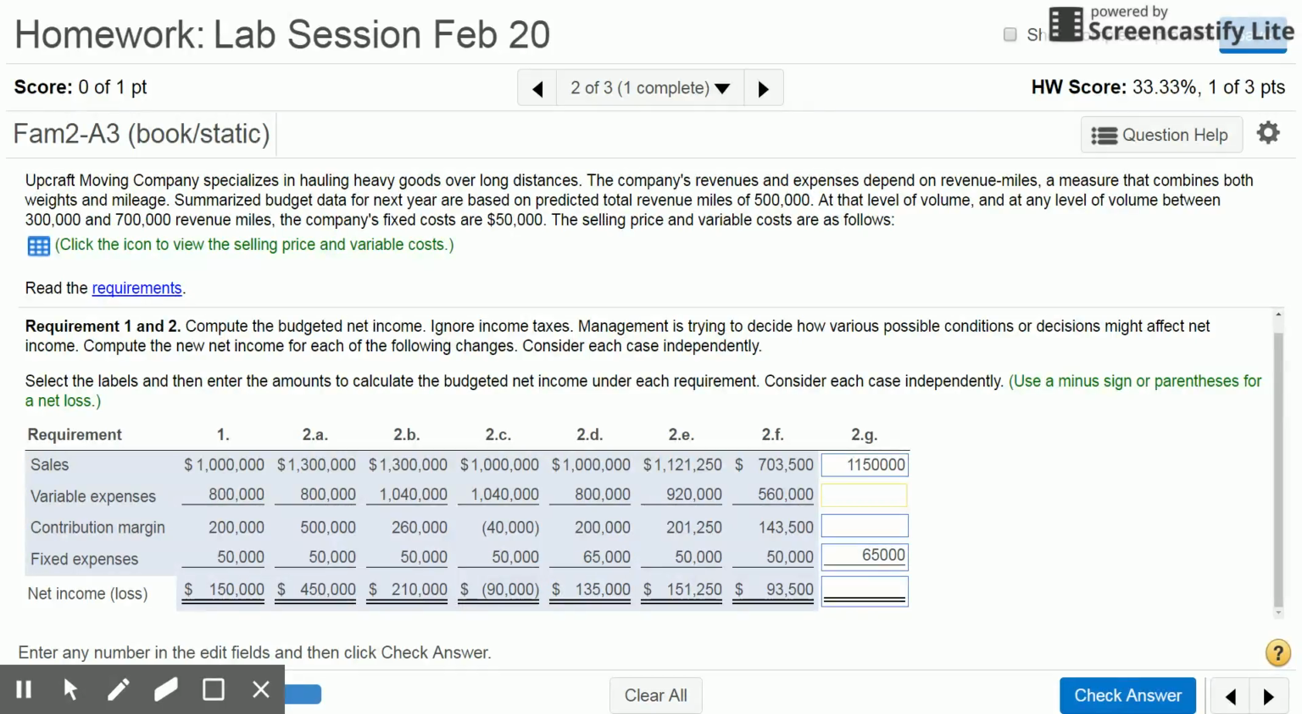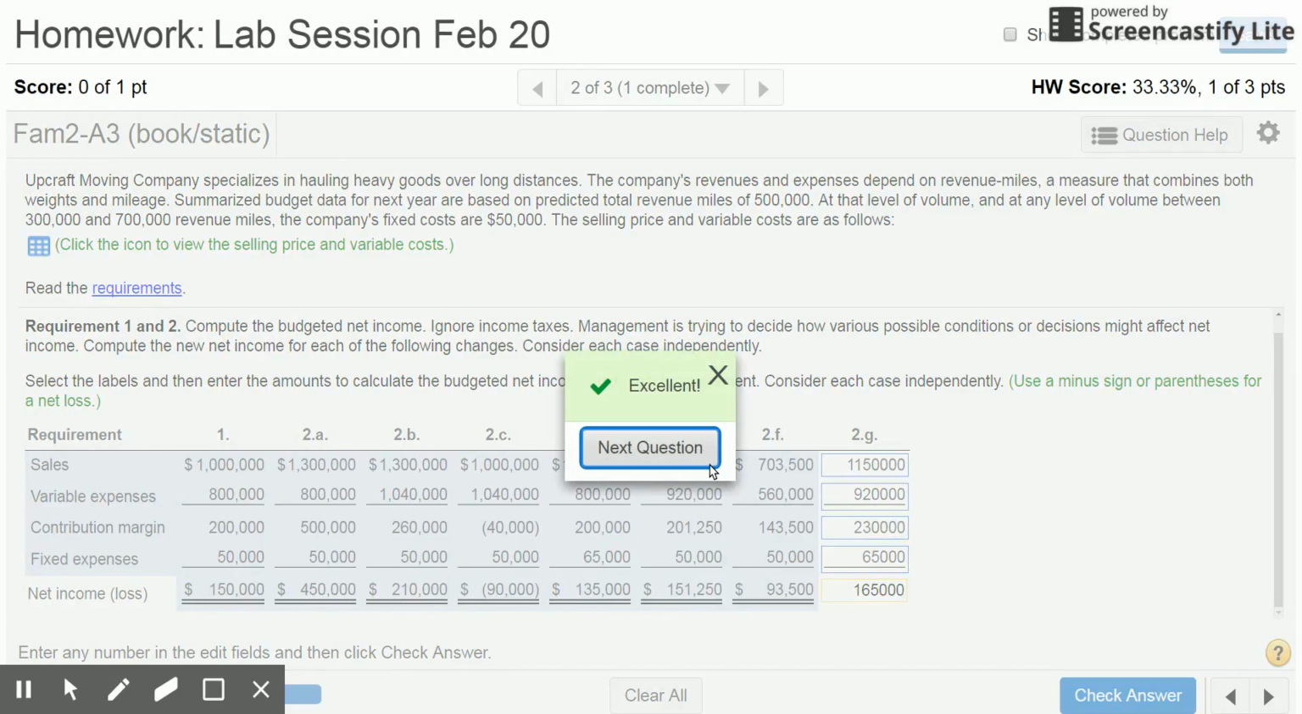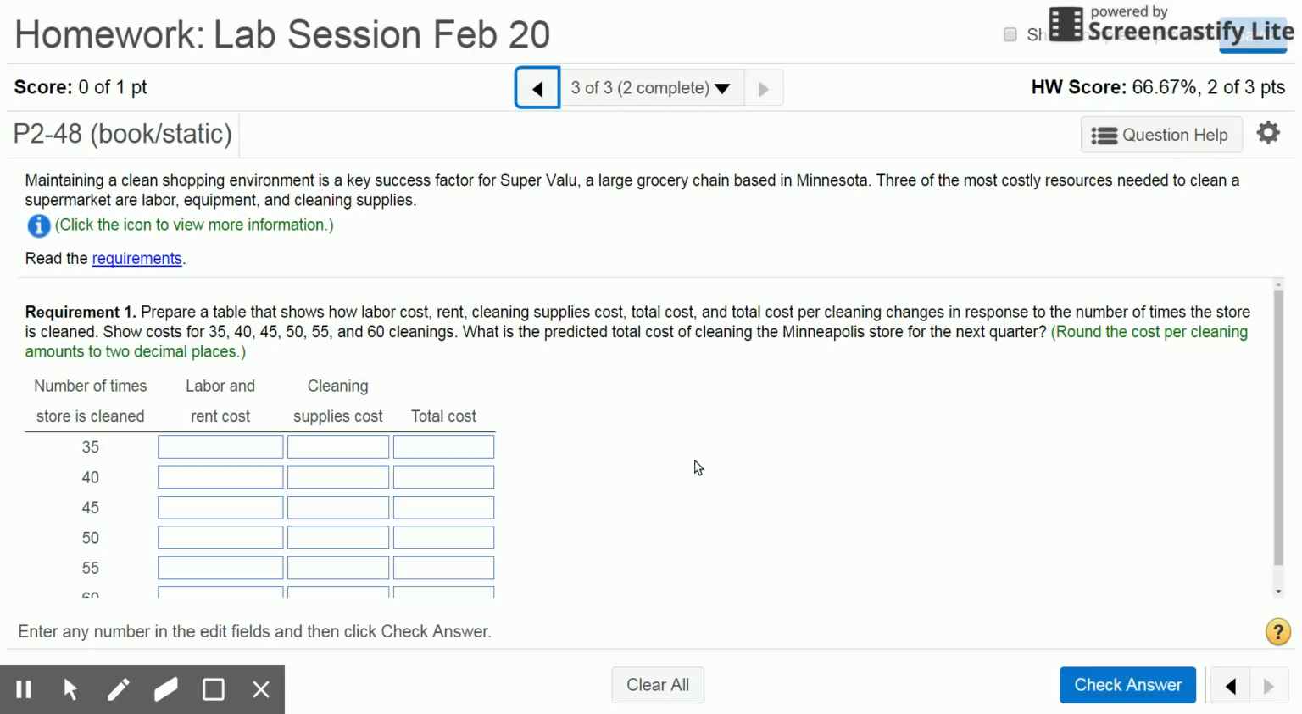In order to calculate our variable cost, we have 575,000 revenue miles multiplied by 1.6. It will give us $920,000. So the contribution margin will be $230,000, minus the fixed cost gives us $165,000, and check the answer. And that was the end of question 2. Let's go to the third one.